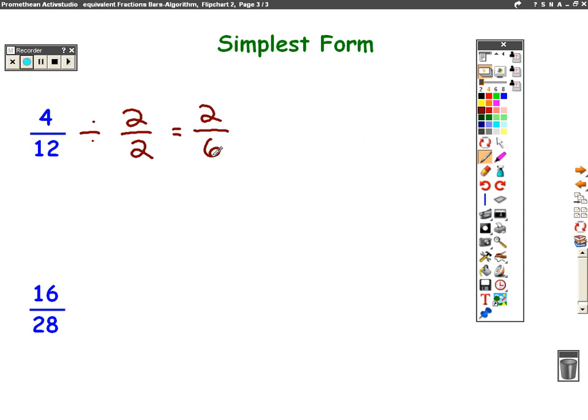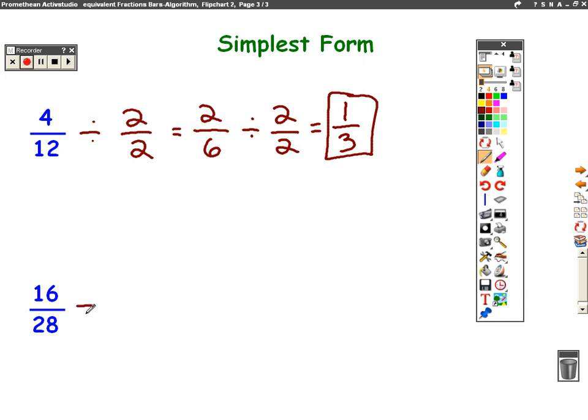However, 2 and 6 also share a factor other than 1. They still share 2 as a factor. So it's not in simplest form just yet. 2 divided by 2 is 1. 6 divided by 2 is 3. So 1/3 is the simplest form since the only factor it shares is 1.